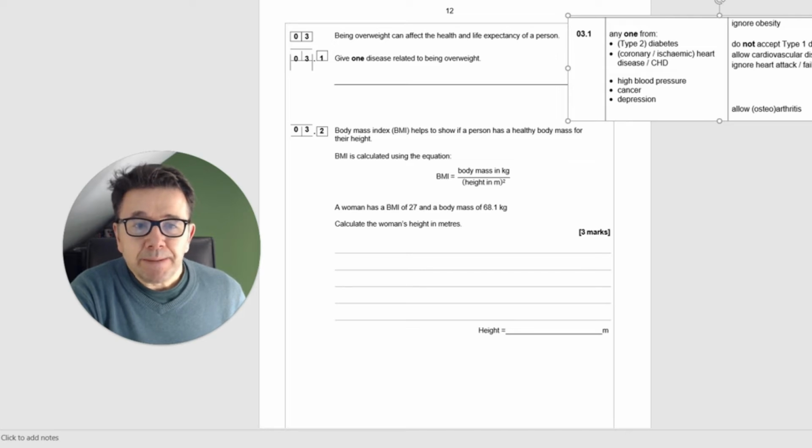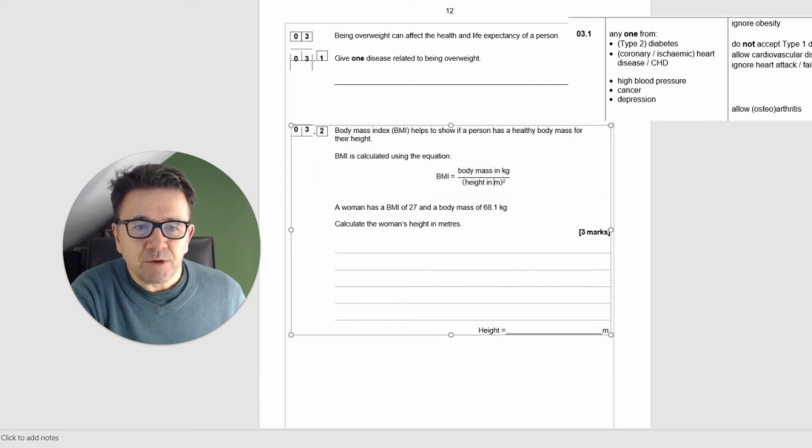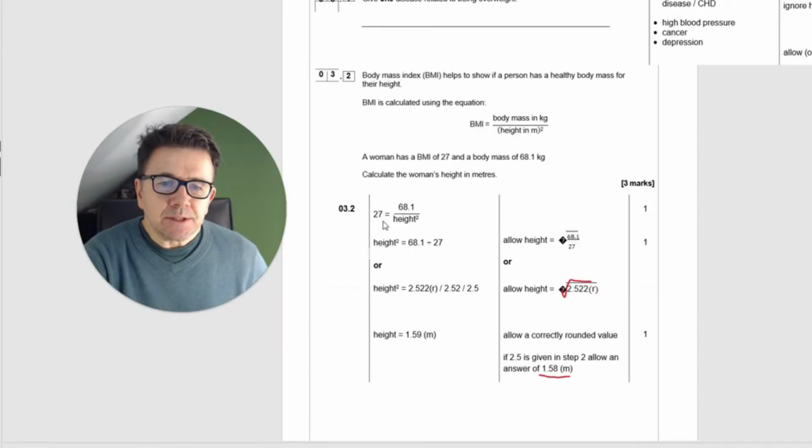Okay, then they talk about body mass index. We mentioned body mass index, but we don't tell you how to calculate it, and therefore they've got an equation. So they tell you a woman has a BMI of 27 and a body mass of 68.1. Calculate the woman's height in meters. So you've got to fill in the information you've got. To find the height, it would be the body mass divided by the BMI. Okay, and that would give you 2.522 recurring, or 2.52.